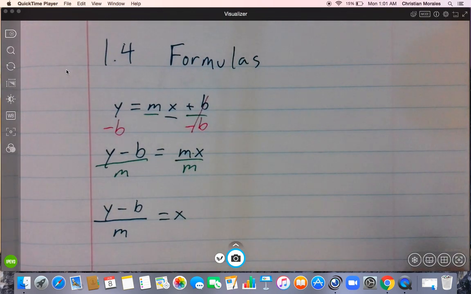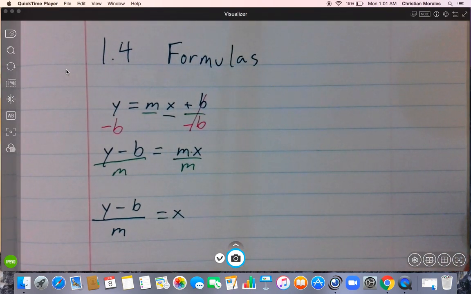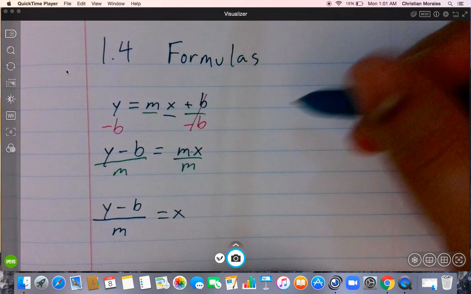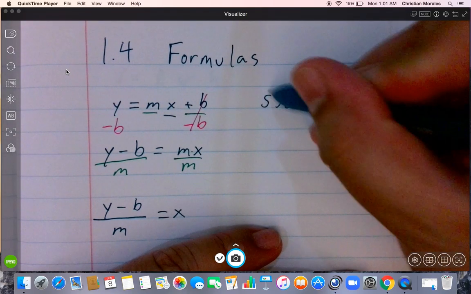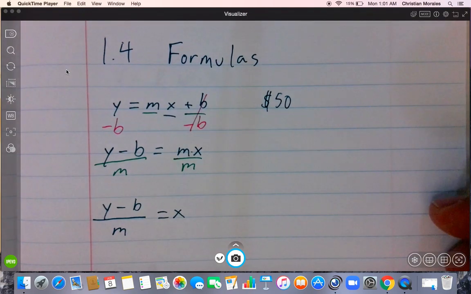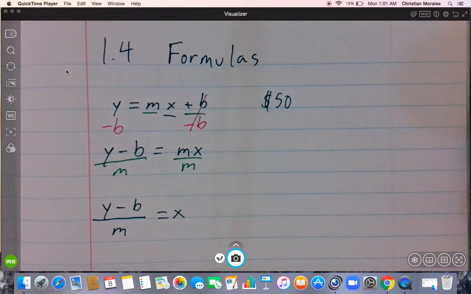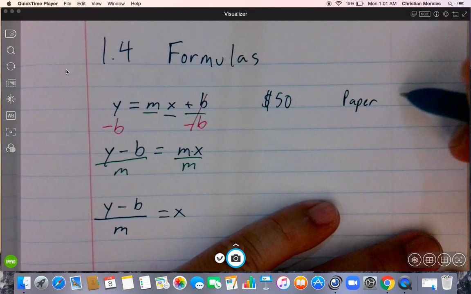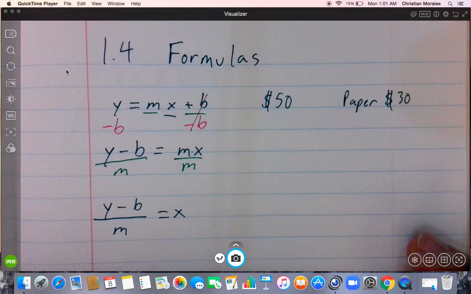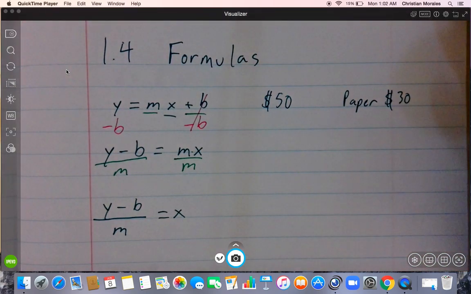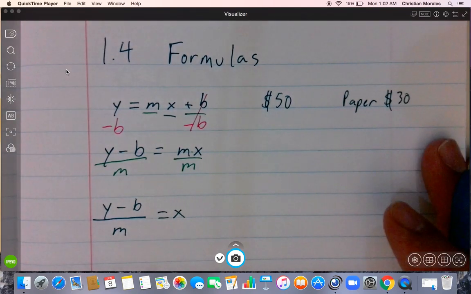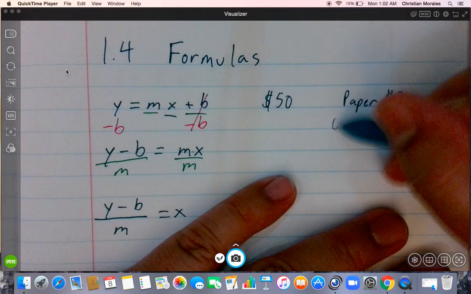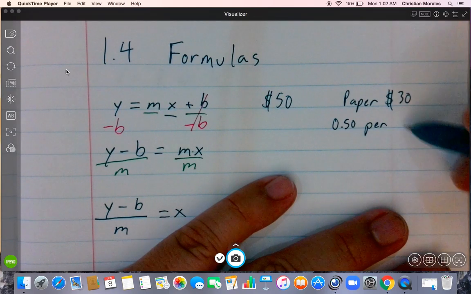Okay, let's just say there was a word problem. So let's say you spent $50 to make a poster, right? Now, the poster paper cost you 30. So the paper was $30. To print, they charged you, I don't know, 50 cents a word. So it was 50 cents per word.